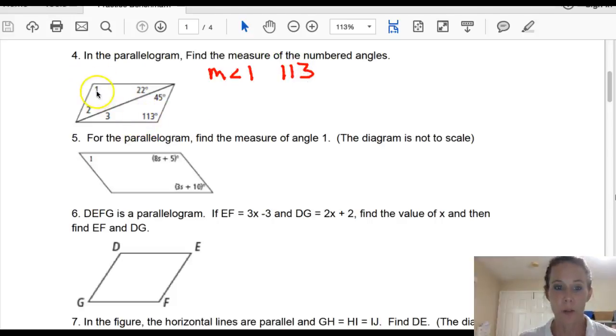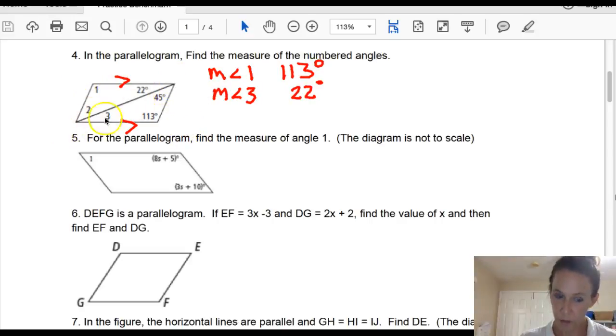We've got that down. We also know, since this is a parallelogram, these lines are parallel. And if you extend the lines out, this would be a transversal. So alternate interior angles will be congruent. So if this is 22, the measure of angle 3 will also be 22 degrees. All right. If these are parallel and this is a transversal, let's go ahead and do these being parallel.